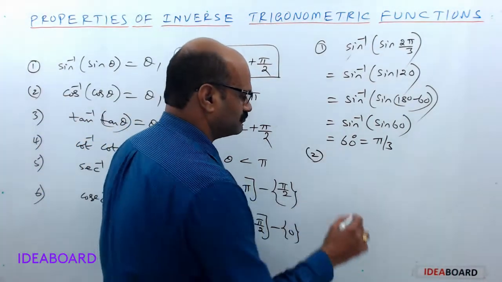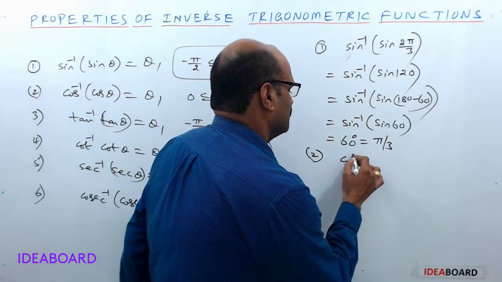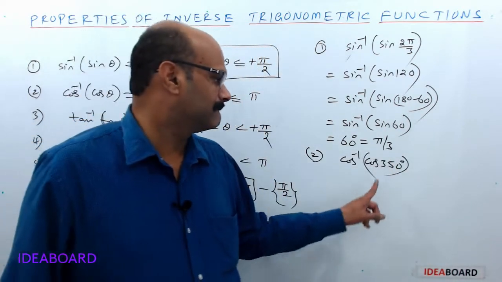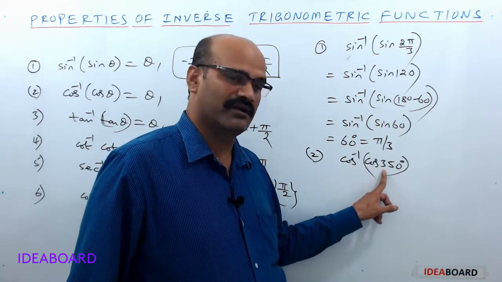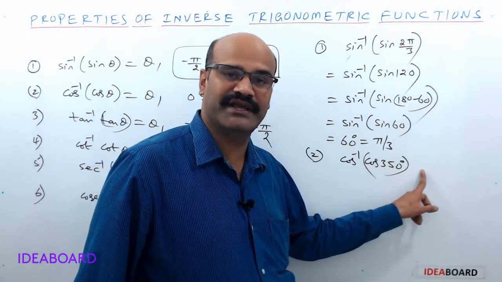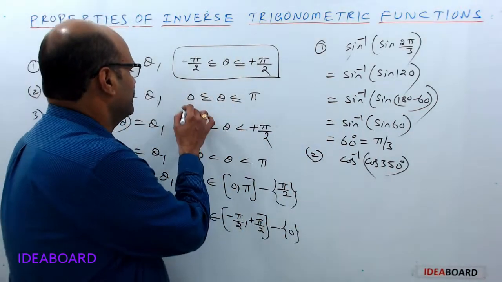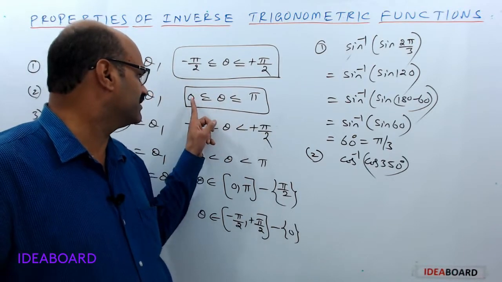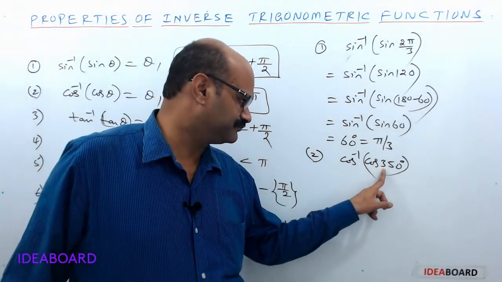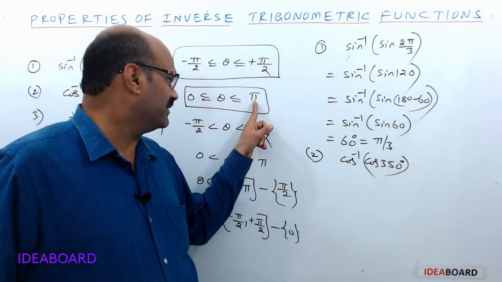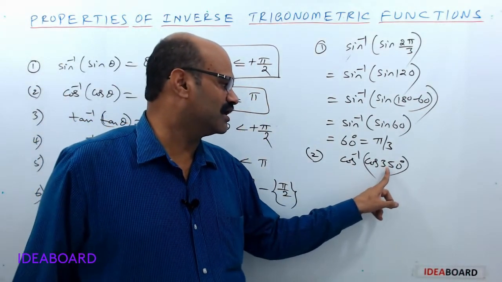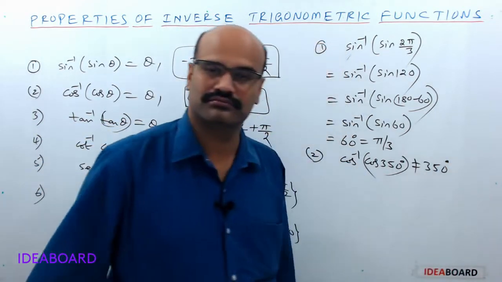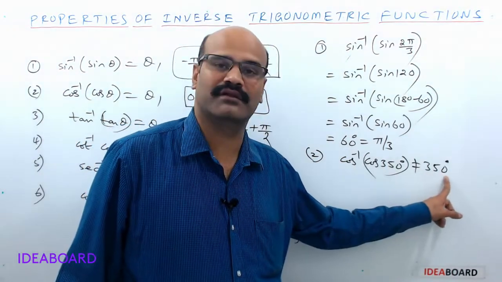Similarly, cos inverse of cos 350 degrees. This we have to simplify now. We should not take this equal to 350 degrees because theta lies between 0 and pi. Since theta lies between 0 and pi, and pi means 180, we should not take directly 350. We should not say that it is equal to 350. It is wrong.